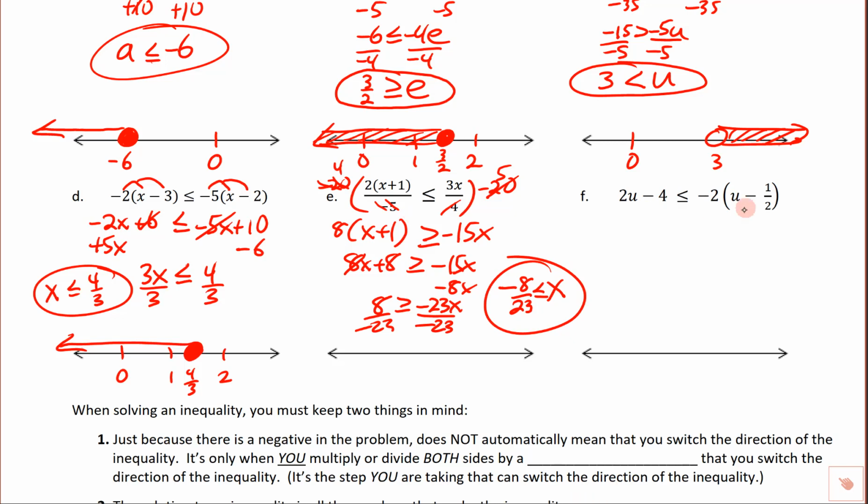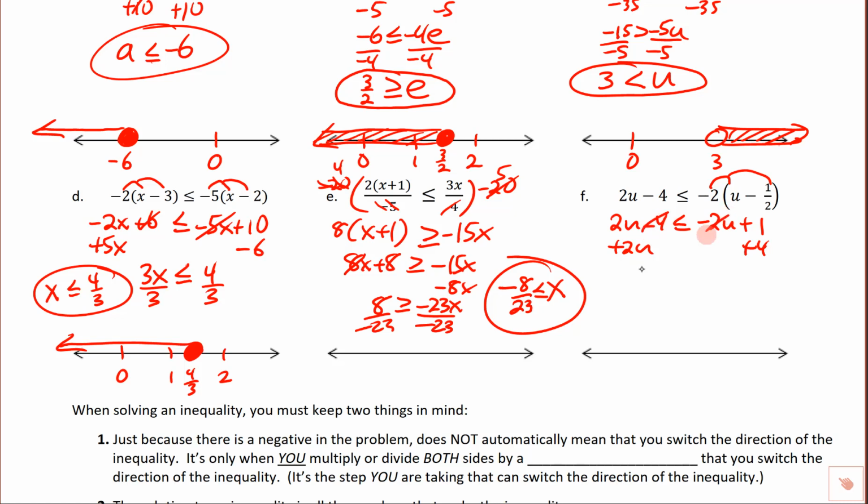And then we're going to take a look at this one right here. So let's go ahead and distribute. 2u minus 4. Again, we distributed negative through. We're not multiplying both sides by a negative, so we don't change the direction of the inequality. A negative times a negative is a positive, and the 2's will cancel. Half of 2 is 1, so that's kind of nice that we don't have a fraction to deal with. I'm going to move this guy over here by adding 2u. We're going to add 4 to both sides.